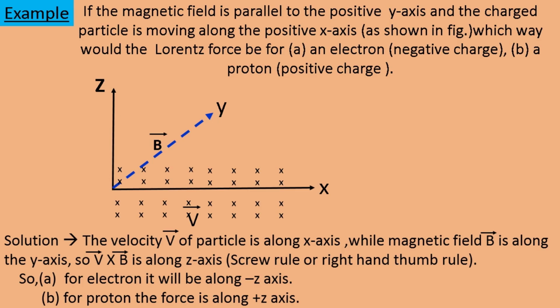The velocity of the particle is along the x axis and the magnetic field B vector is along the y axis. So vector V cross vector B is along the z axis. So for the electron it will be along minus z axis, and for the proton the force is along plus z axis. Now we consider MCQs.